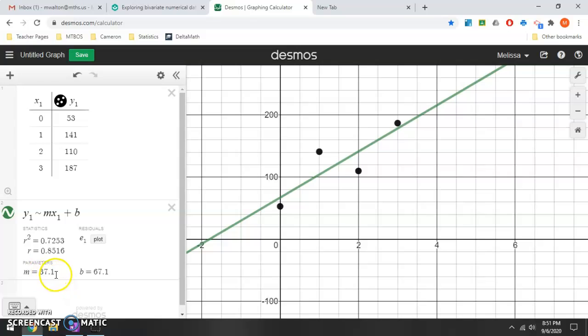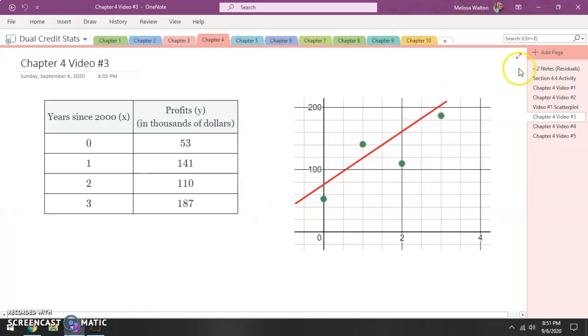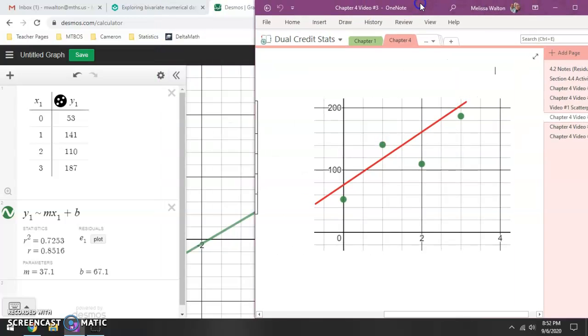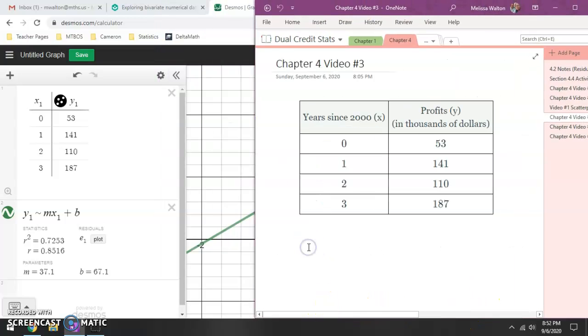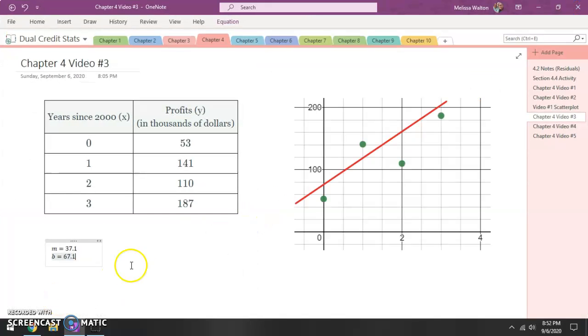All right, and here is what we have. Our parameters: m equals 37.1, b is 67.1. So this is our prediction. This is our model. So if I were to write this as an equation of a line, first off, my slope is 37.1. Our y-intercept is 67.1. All right, and I'm going to come back over here and write this as an equation. So first off, if I want to just do this in terms of x's and y's only.